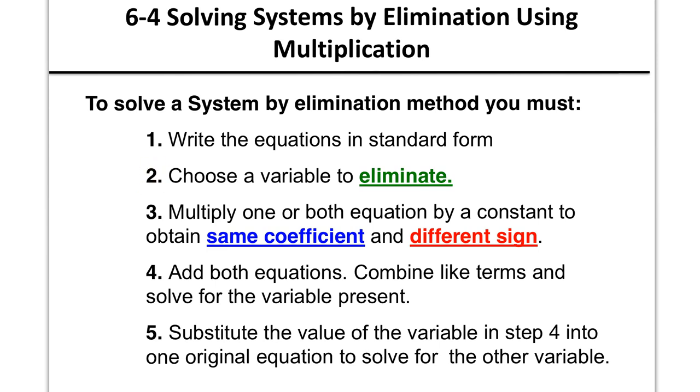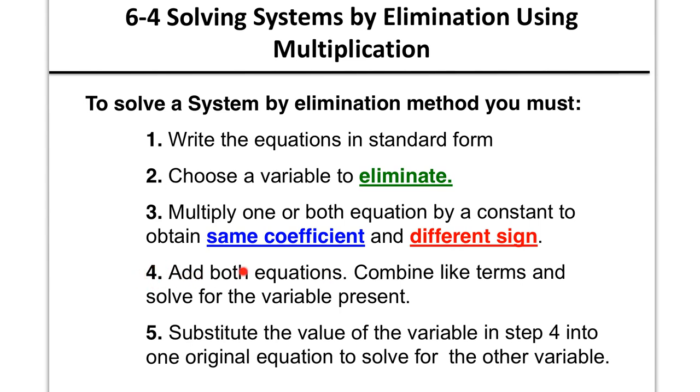Number 2, you choose a variable to eliminate, and you can choose the x or the y, just choose one variable to eliminate. After you know what variable you want to eliminate, make sure that you check that the variables have the same coefficient and different signs. If they don't have the same coefficient or different signs, that's where you multiply. And you can multiply one or both equations in order to get the same coefficient and different signs.